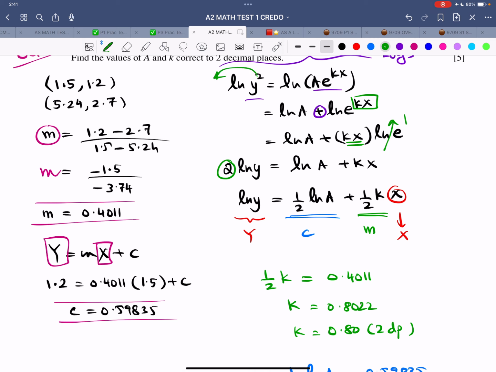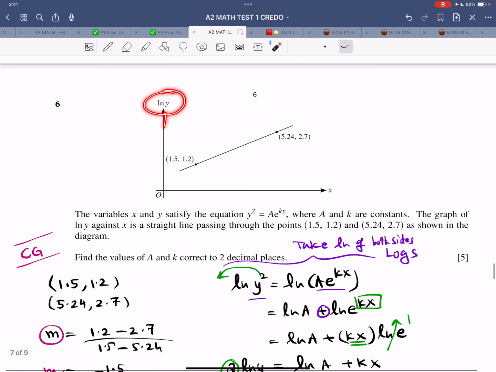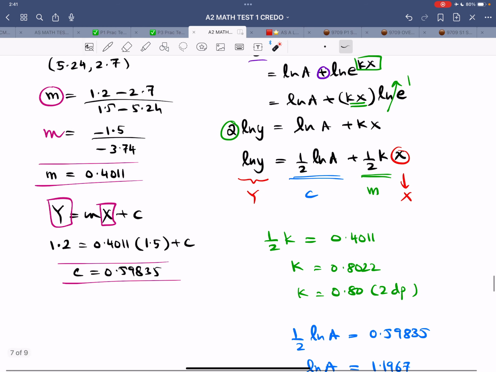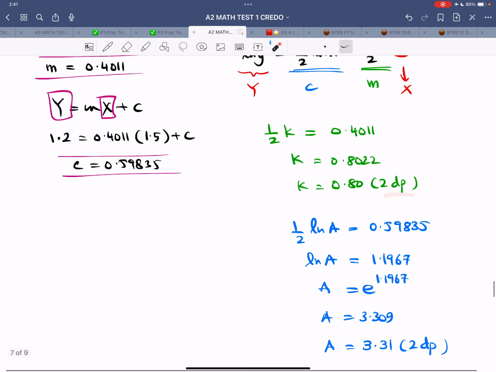Now we have this in the form y equals mx plus c. ln y is the y, x is the x. Double check: ln y is the y-axis, x is the x-axis. The coefficient of x is the gradient and the constant all alone is the y-intercept. The gradient is 0.4011. Therefore, k comes out to be this much, correct to 2 dp.